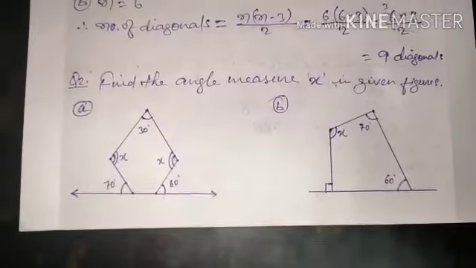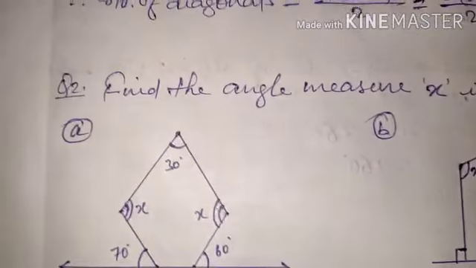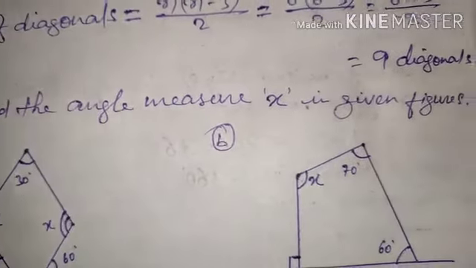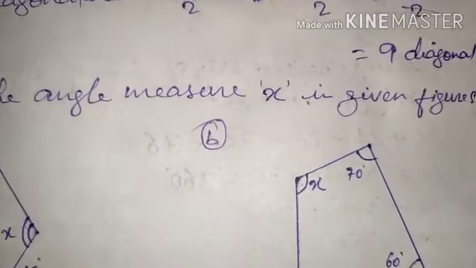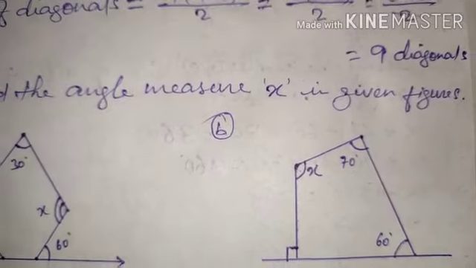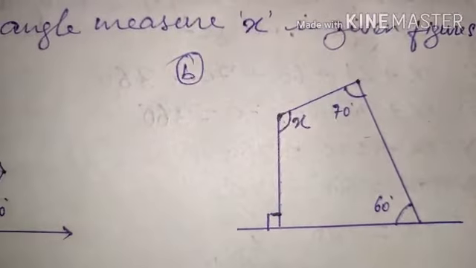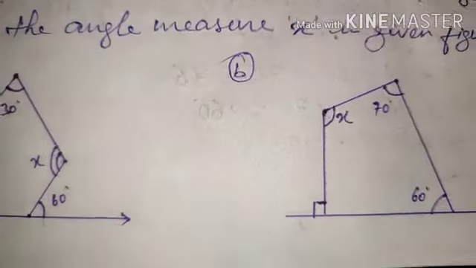Here is our question number 2. The question says, find the angle measure x in the given figures. We have to find the measure of the angle x in the given figures. The figures are like this: this is for A and this is for B. I had redrawn the figures in the solution part also.